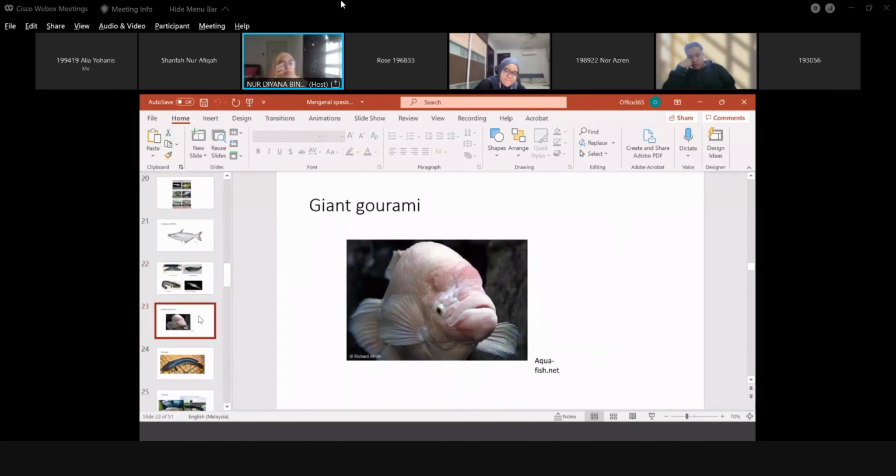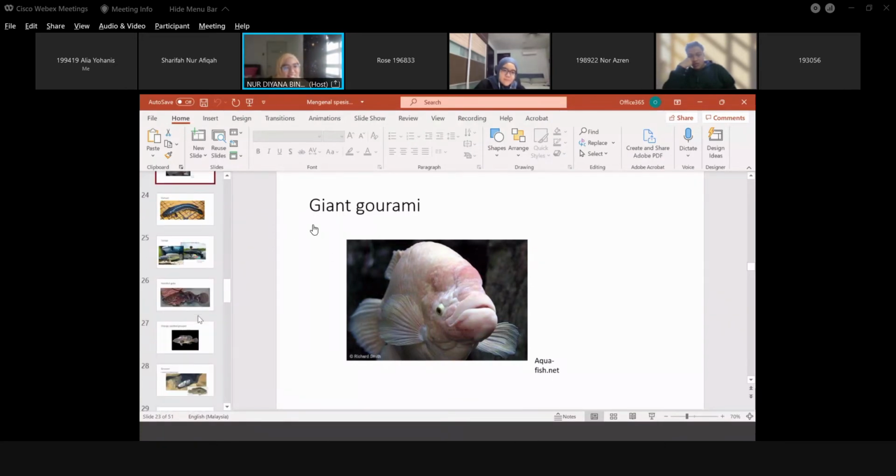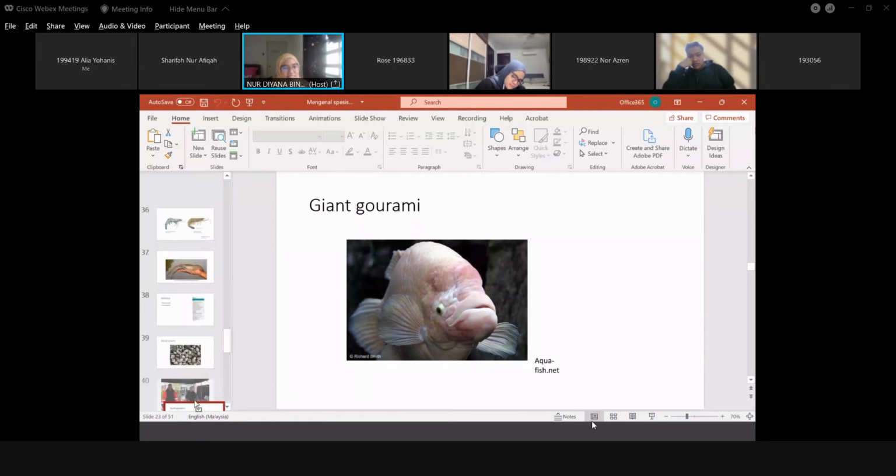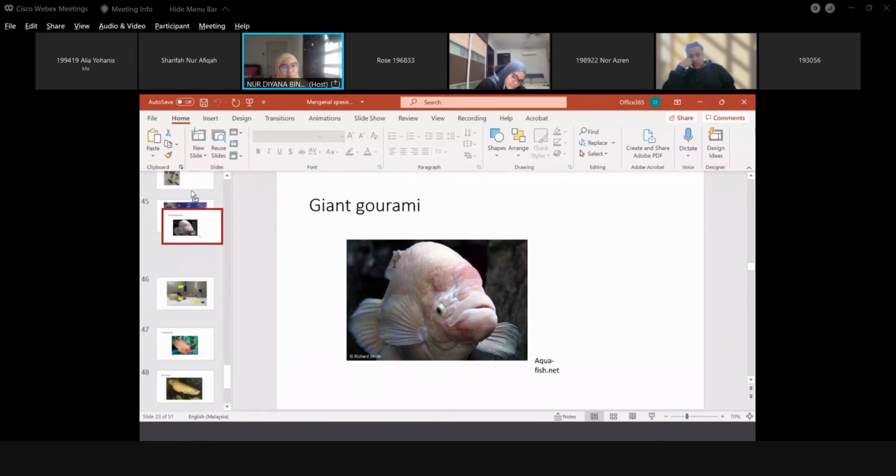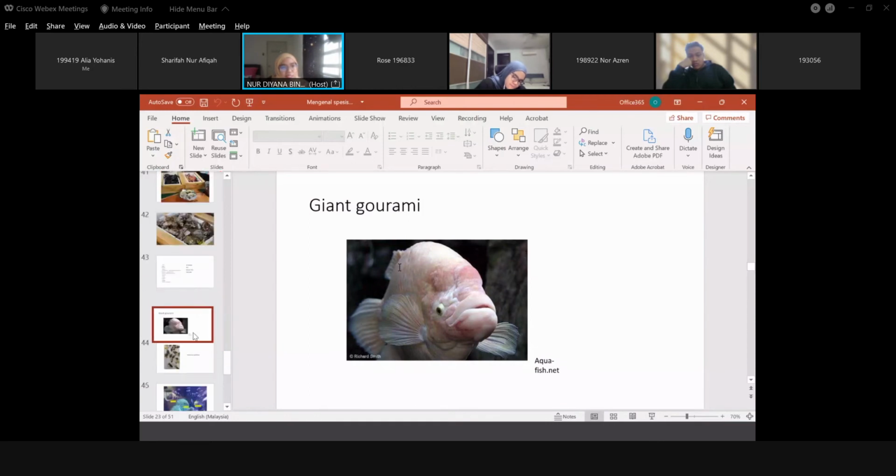Alright, so we move on to, why is this here? This is actually an ornamental fish. It should be down here. Alright, it should be here. Sorry about that.